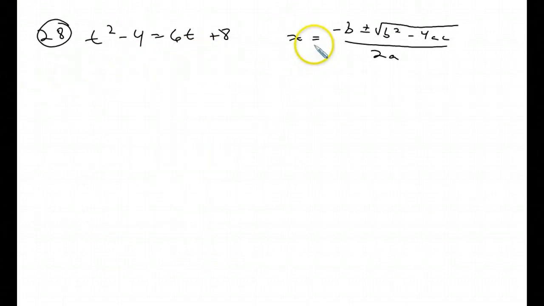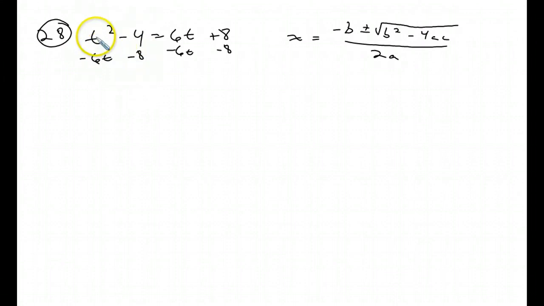Okay, here's number 28. Once again, we're doing the quadratic formula. That's what our directions are asking us in the problem. But we need it to be equal to 0. I'm just going to take all this stuff and move it to the other side. So I need to subtract 6t, and I need to subtract 8. So minus 6t minus 8.